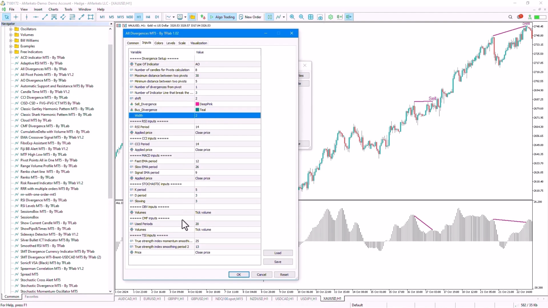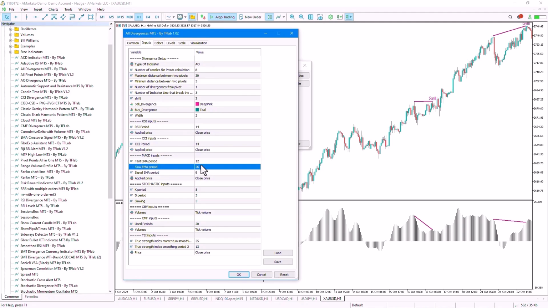In the following sections, there are options for setting indicators, with the first part related to the RSI indicator. The RSI indicator period, along with the type of price calculation, which includes closing price, opening price, highest price, lowest price, and other options, are located here. The next section is related to the CCI indicator, where we can set the CCI period, here along with the type of price calculation.